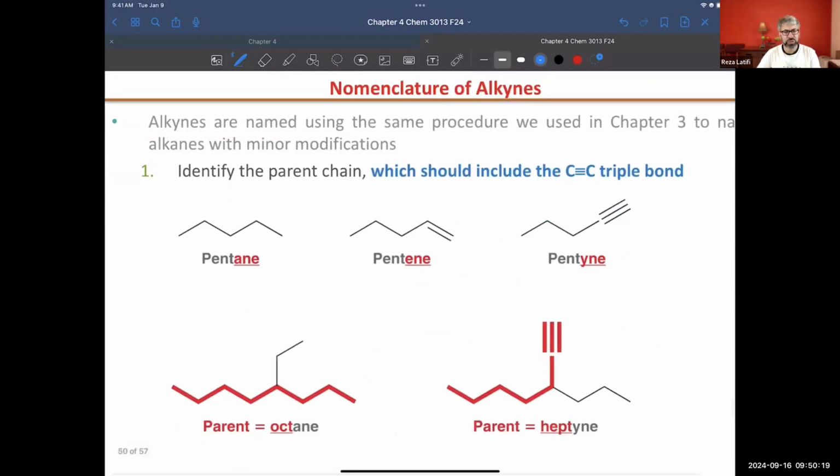So, for example, when we were talking about the alkane, we said we have a saturated system, and in this case we have 5 carbons. So we said pentane. Okay, pentane, ANE stands for a saturated system. And then we made a double bond. Now that we have a double bond, we change ANE to ENE. And whenever we switch to a triple bond, it will be replaced by YNE, to say that we are dealing with alkynes. So this one will be pentyne.